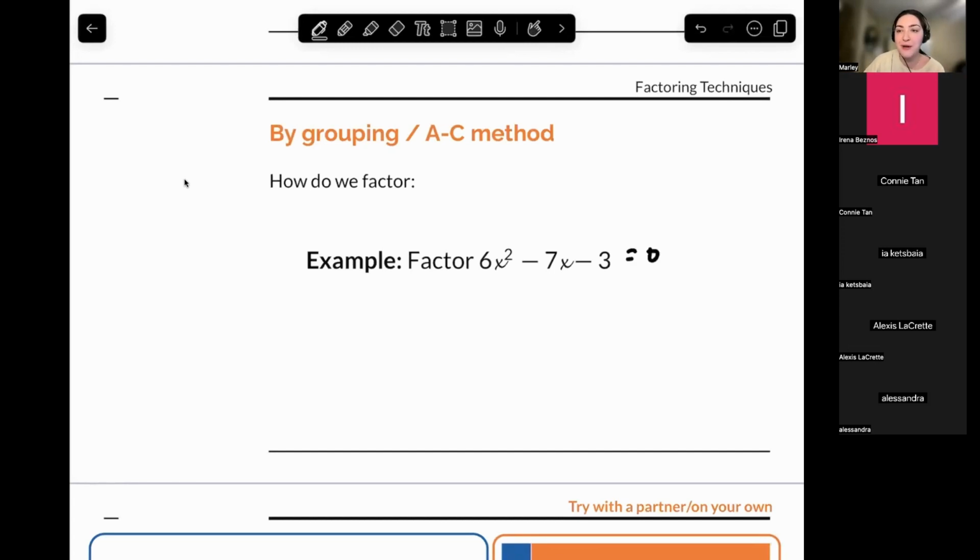But let's just say we had to factor this. Let's say the question was just asking us, I don't know, what is a similar way to write this? And it's a bunch of factored ones. How would we factor this? How would we know how to factor this using that AC method or by grouping? Can anyone raise their hand and explain this to everyone?